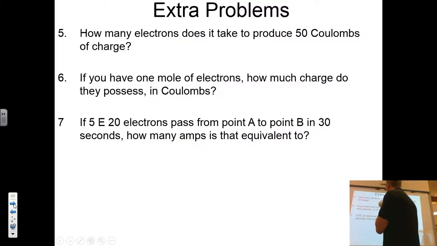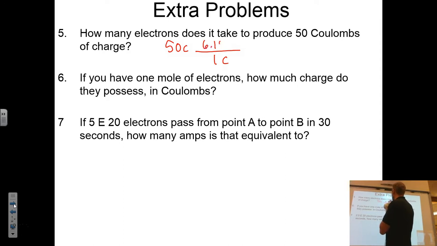I mean, a couple more just to kind of get you interested and to show you how many electrons it takes to produce 50 coulombs of charge. You have 50 coulombs, and 1 coulomb is equal to, if you remember, I think it was 6.25 times 10 to the 18th. There's tons and tons and tons. I don't even think your head can wrap around this. You have 1 mole of electrons, 6.022 times 10 to the 23rd.